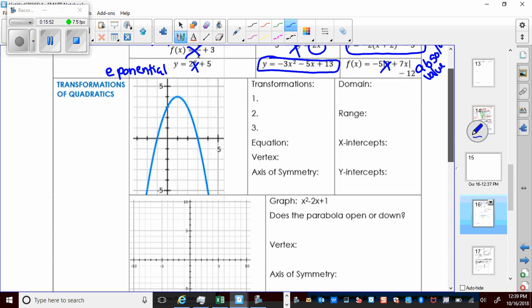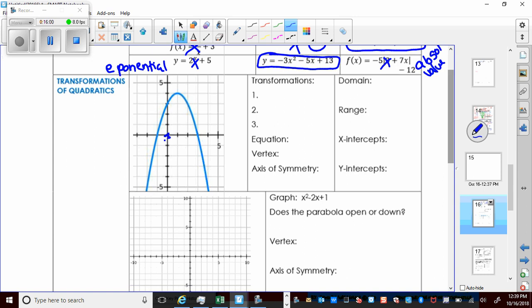All right? Go ahead. Try to figure out what your transformations are. Please be mindful. Your parent function looks like this. Your vertex starts at 0, 0. So be mindful of the transformations that occurred. Did it slide? Did it dilate by shrinking or stretching? Or did it reflect?